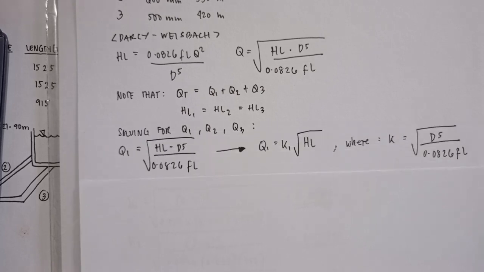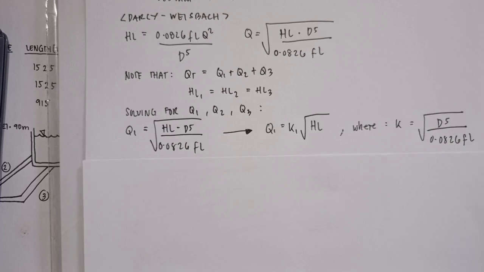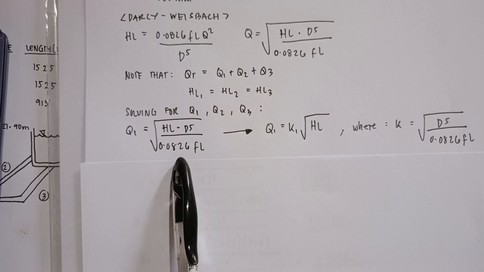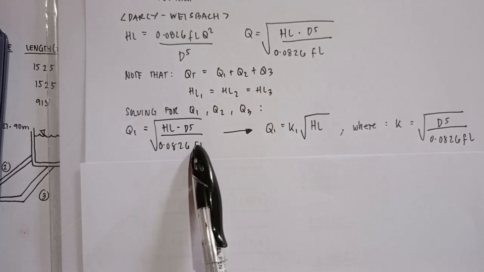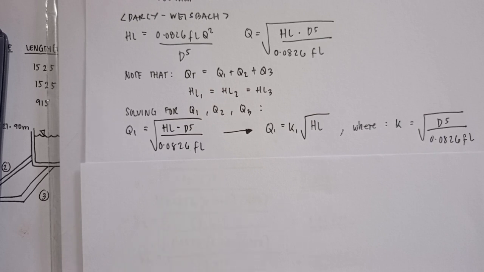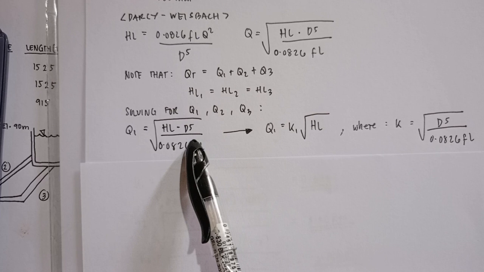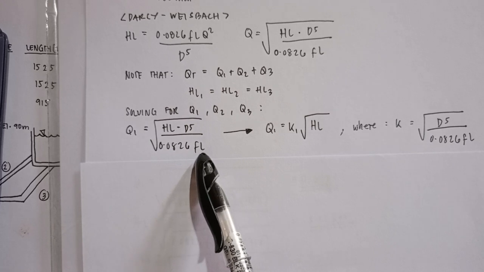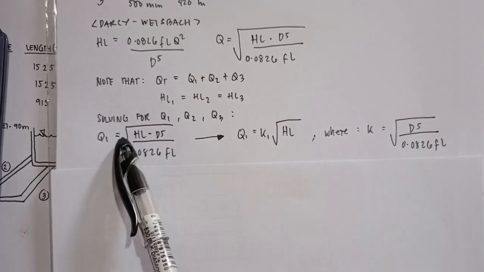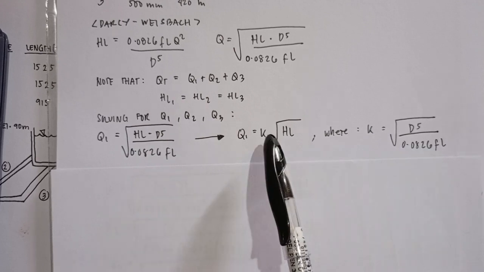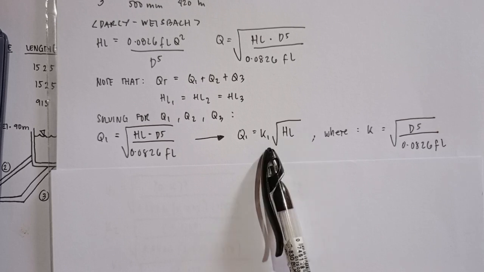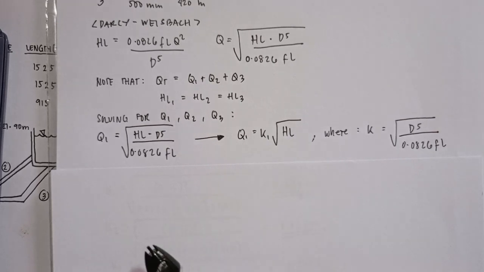Starting off with Q1, we've got our formula earlier, which is the square root of HL times D to the power of 5 over 0.0826 F times L. Well, this is good, but we can make it easier by representing D to the power of 5 over 0.0826 F times L as K, so that the square root of HL will be left, and we got an equation of Q is equal to K times the square root of HL, so that if we put it into the calculator, it won't be lengthy and it will be easier to solve for the unknown HL.